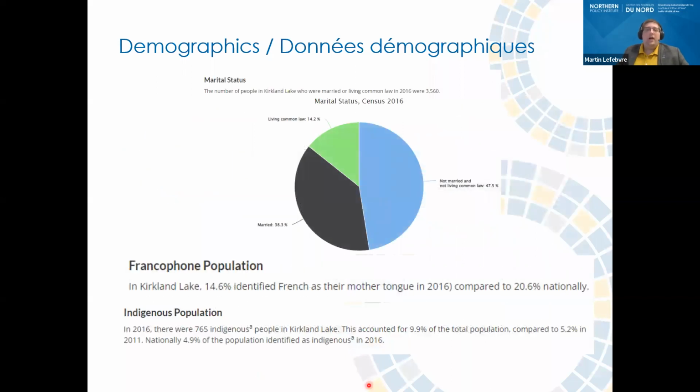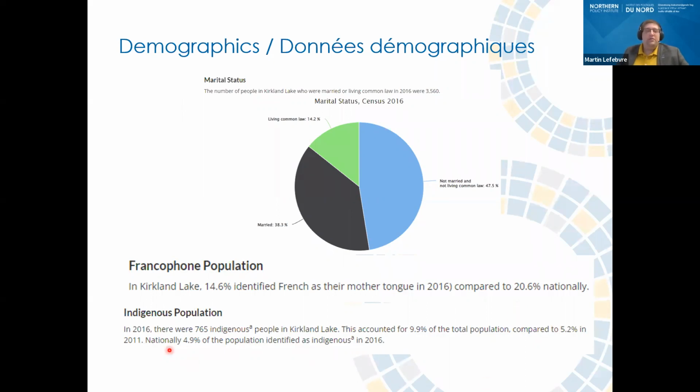Other data that we have here is the pie chart for marital status, and the Francophone population. I'm a Francophone from Kirkland Lake, so I count as part of that 14%. But when it comes to averages, you've got to be careful. If Elon Musk were to join the Zoom call, the average wealth of participants here would be in the billions. Doesn't mean we're all billionaires, but I've got to throw that warning out there about averages.